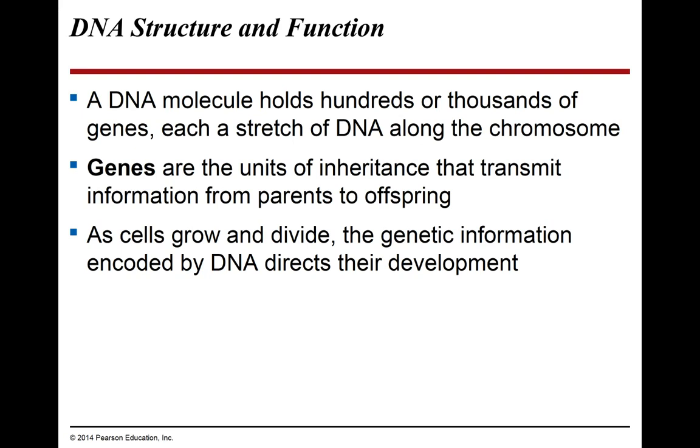As cells grow and divide, the genetic information encoded by DNA helps to direct the development. It's the blueprint, it's the directions, it's the design scheme to make you. So you started off once upon a time when a sperm and an egg came together as a fertilized egg. That is called a zygote. That was the first cell to make you. And now you are trillions of cells. And DNA is responsible for making all of that happen. It carries all of the directions.